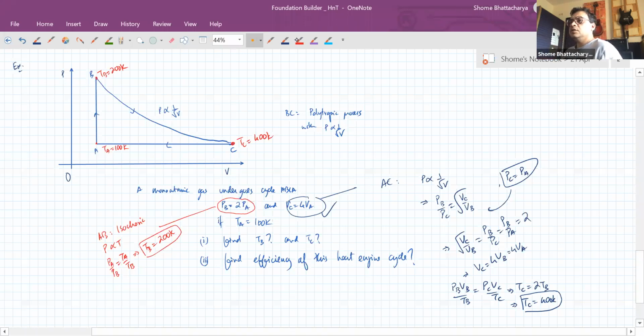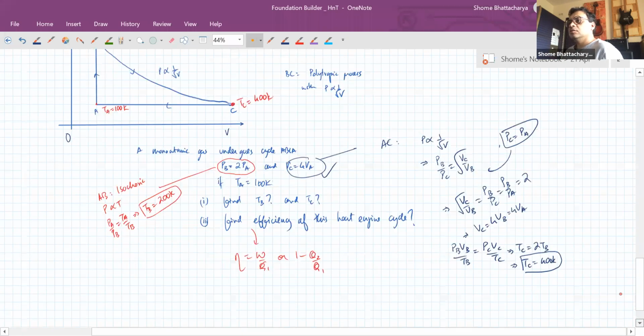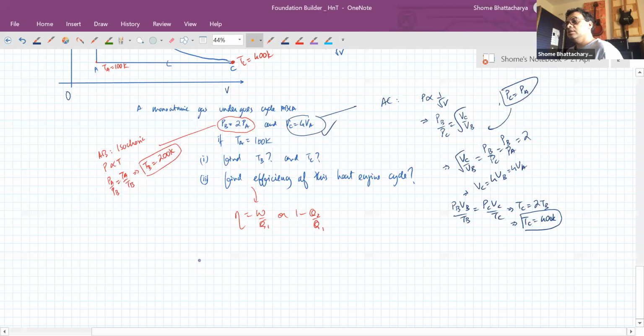Okay, now once you have understood this, let's come to the efficiency part. For the efficiency, we need to calculate W by Q1 or 1 minus Q2 by Q1. So how do we do that? We can first of all understand that W is very easy to calculate. From the above graph, you can understand this will be 0 for AB. This will be NR delta T upon 1 minus half.